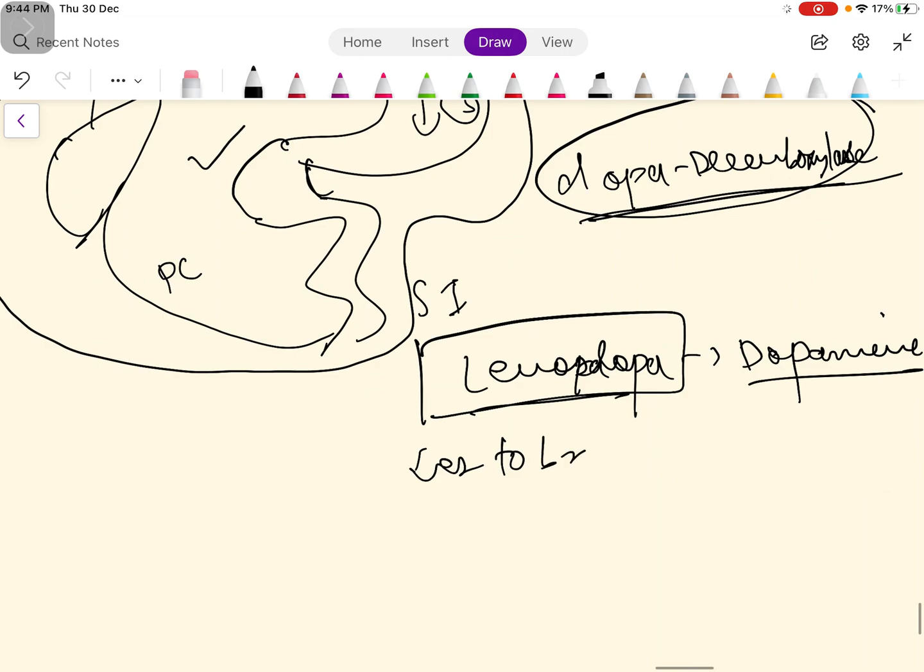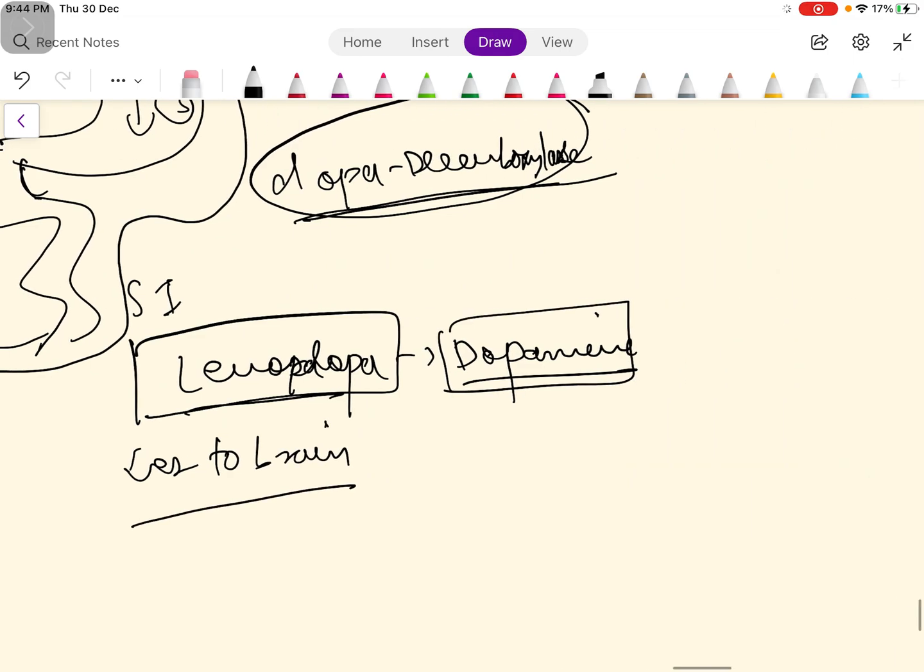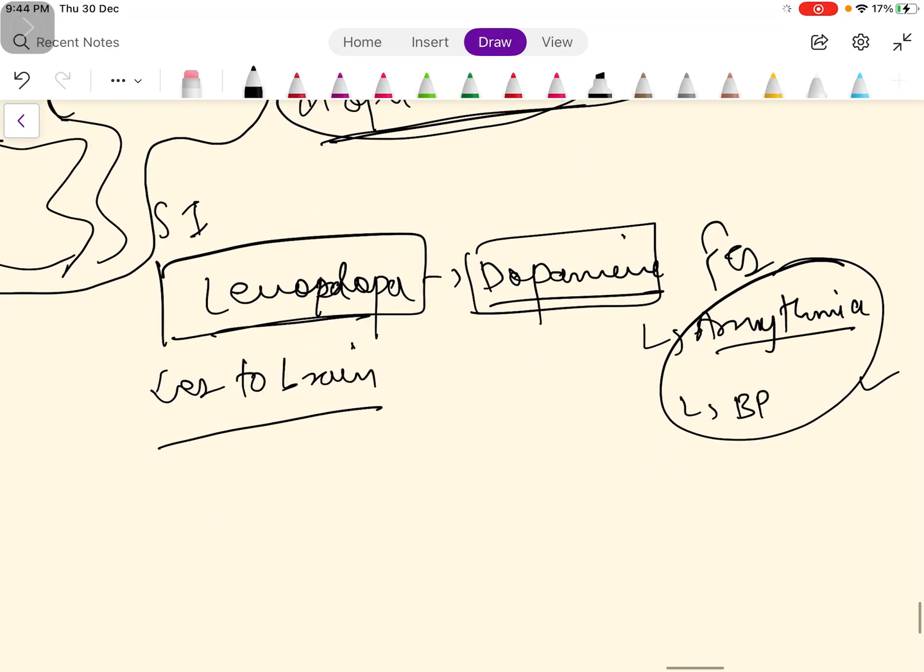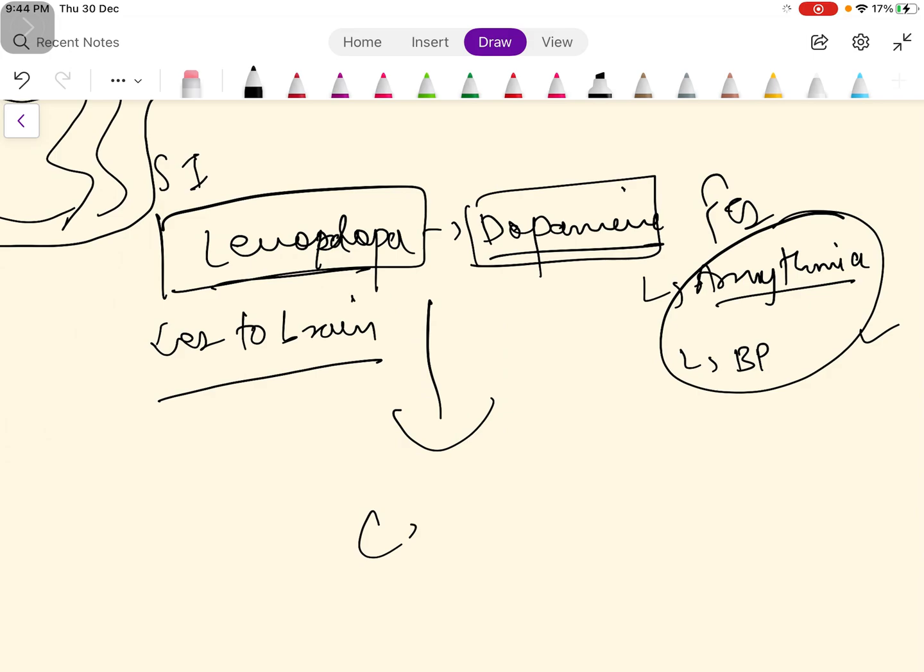So on one side we are getting less drug to the brain, a decreased amount of the drug to the brain, and also the amount of dopamine in the circulation and in the systemic body is getting increased, and this can lead to arrhythmia. This can lead to changes in BP. So this was the problem with this drug.